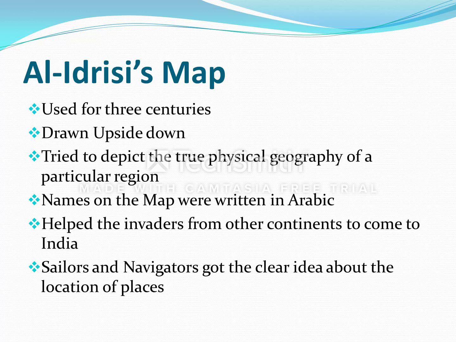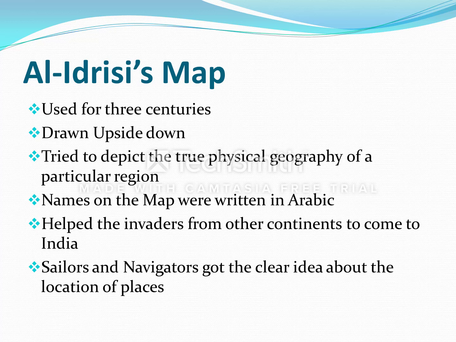In his maps, he tried to show the real picture of the physical geography of a particular region. The names on the maps were written in Arabic. Next came a French geographer. He gave the maps of European countries and other newly discovered countries like America.